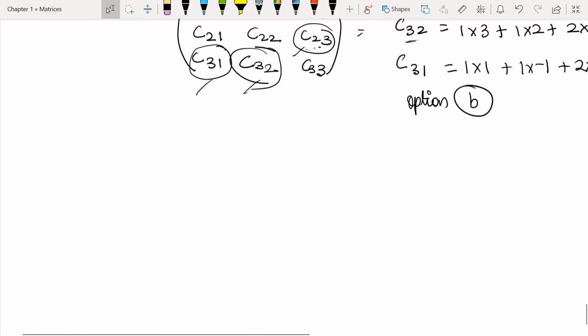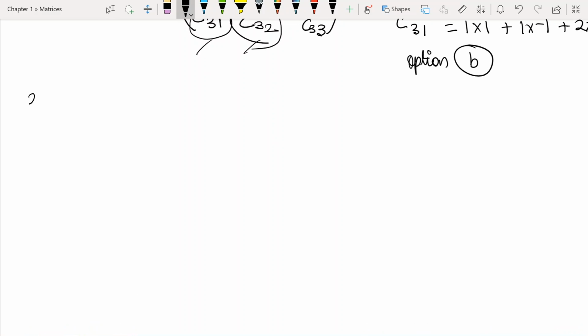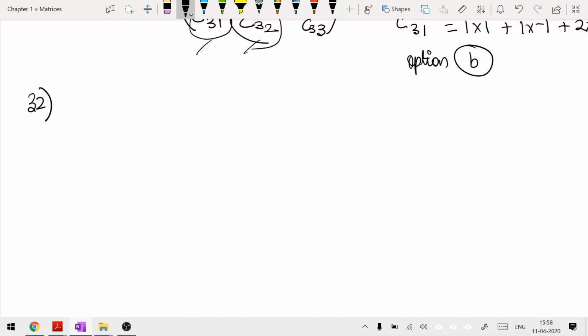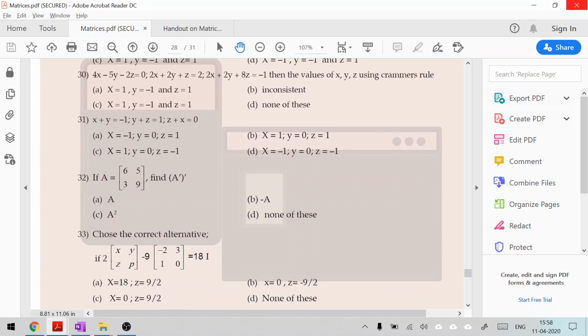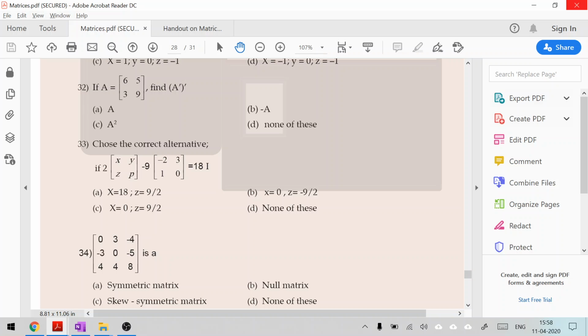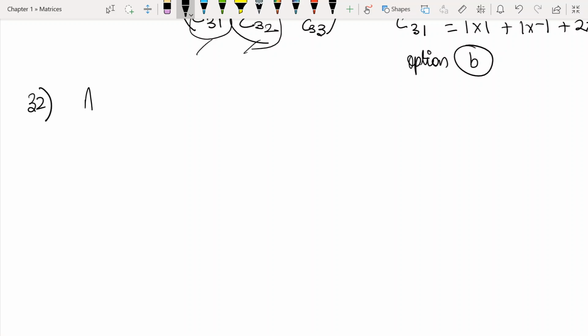Now let us look at question number 32. Okay, see, this I have discussed earlier also. A transpose of transpose. What will that give you? A transpose of transpose is nothing but A itself. So the answer is option A. Option A, because A transpose of transpose is nothing but A itself. Okay, so the answer is option A.